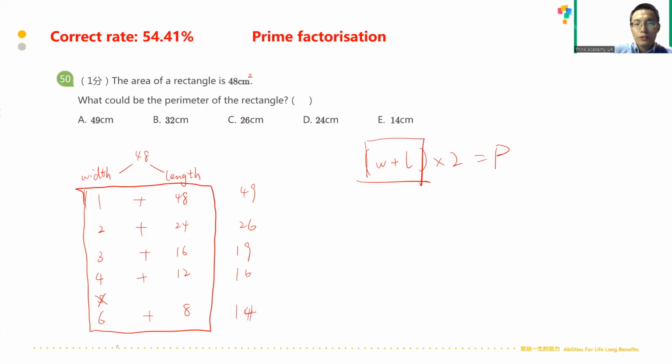So we divide all the choices by 2. 49 divided by 2 is not a whole number, so A is definitely not a correct answer. 32 divided by 2 is 16. 26 divided by 2 is 13, and this is 12, this is 7. We compare the 16 with all these sums we have and see if we have it. Do we have 16? So B is correct. Do we have 13? We don't have 13. Do we have 12? We don't have 12. Do we have 7? We don't have 7. So rule out all the wrong answers. B is the correct answer.